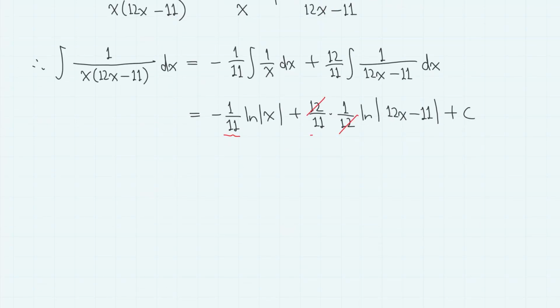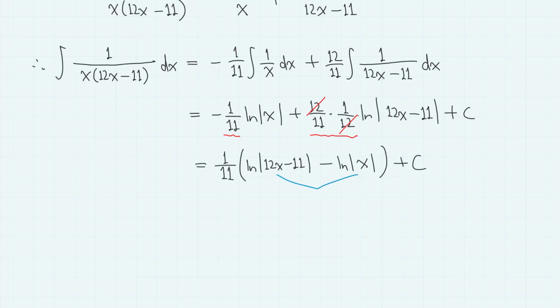Notice that both first and second terms have coefficients 1 over 11. Therefore, we can write 1 over 11 times the second term, ln absolute value of 12x minus 11, minus the first term, ln absolute value of x. Combining these two logarithms, we can write our answer as 1 over 11 times ln absolute value of (12x minus 11) divided by x, plus c.